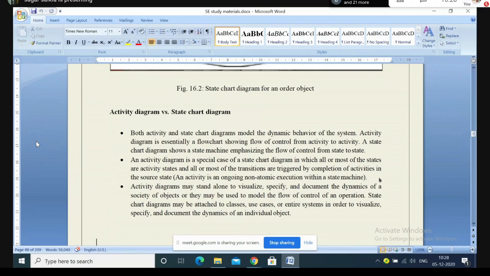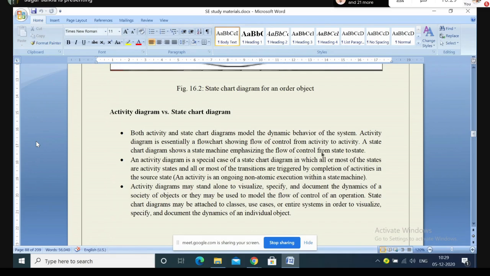And almost all or most of the transitions are triggered by completion of activities in the core state. So in the activity diagram, the focus is on the activities that are taking place, and how the movement from one activity to another is done based on the triggering of the actions. If one activity is completed, then only it can go to the next activity. So the triggering of the completion of activities basically makes the system shift from one activity to another. But in a state chart diagram, it is not so.